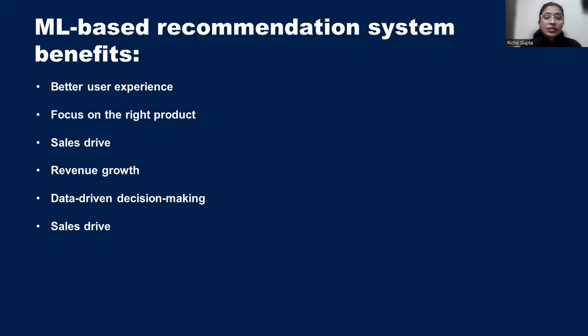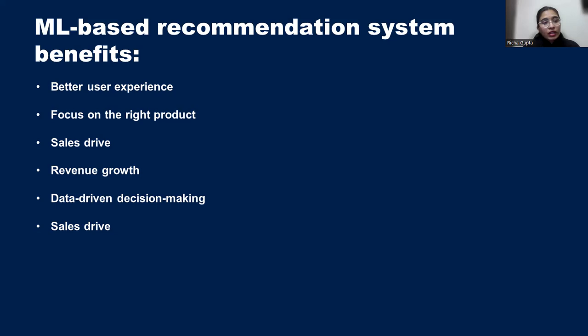So what are the ML-based recommendation system benefits? Of course, a better user experience. Then focus on the right product. If you don't know what you actually want to look for, and you're looking at products from another category, the recommendations help you come to the correct category by studying your patterns. Let's say you are looking for some exercise machine or physiotherapy product, and you don't know the product name, and you keep searching for something related to it. This pattern would be learned by the machine learning algorithms, and then from the database, it will end up with the exact product you are looking for.